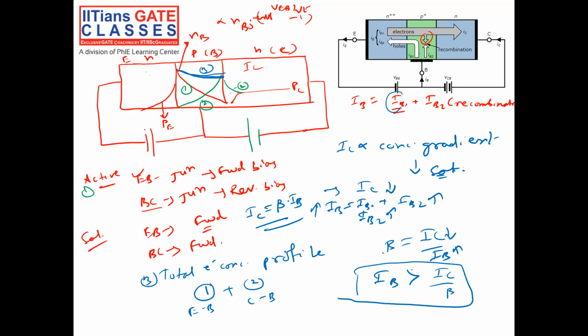So this is my equation in saturation. Because in saturation, my IB will increase, IC will decrease. The equation IC is equal to beta into IB, which holds in the active region, will not be followed. In saturation region, IB will be more and IC will be less. So IB will be greater than or equal to IC by beta. So the condition of saturation is that the base current is greater than or equal to IC by beta.